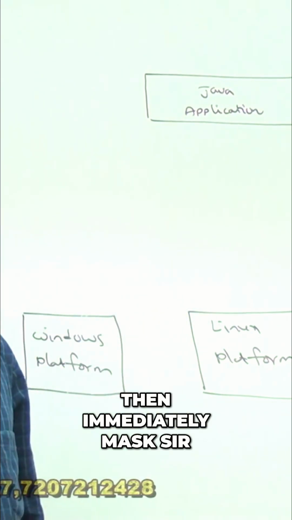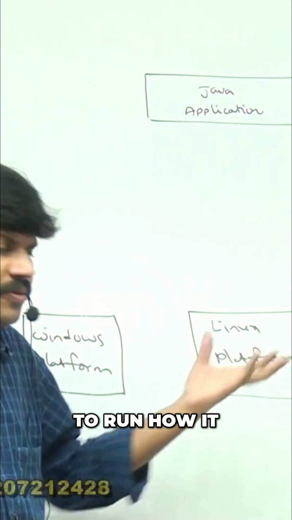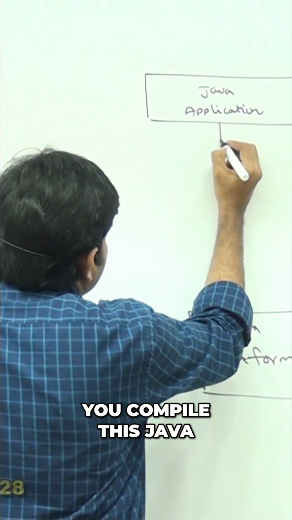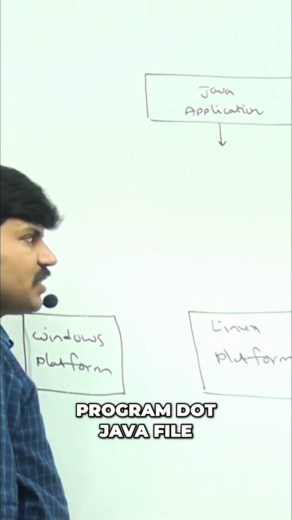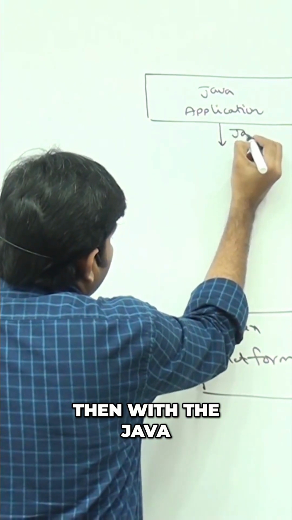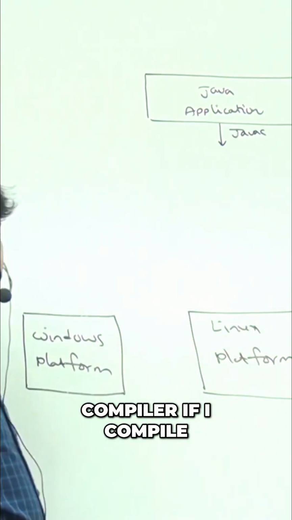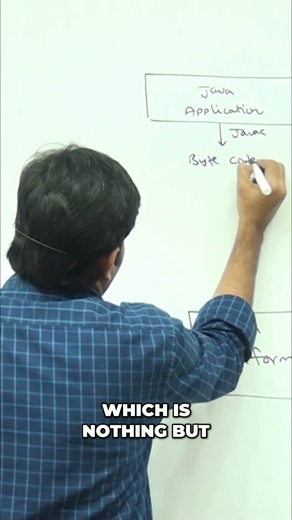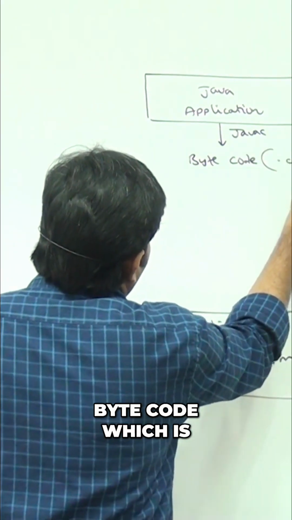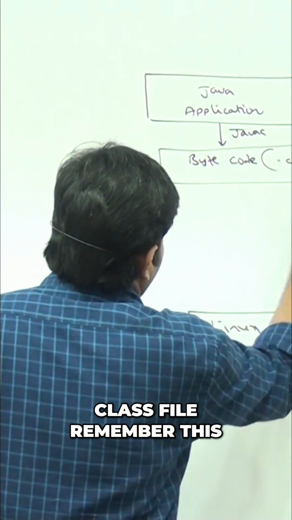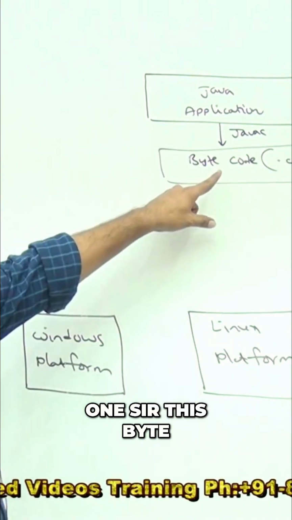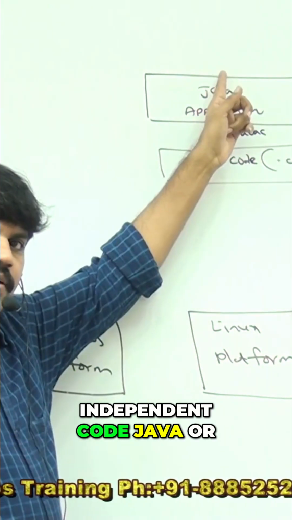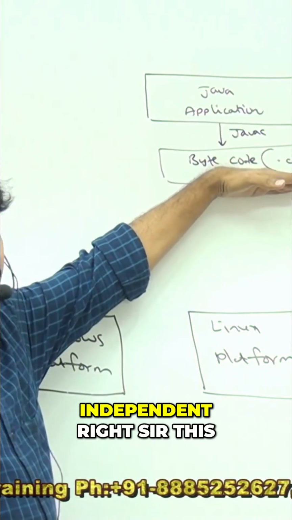Then immediately ask, sir, how is it going to run? Very simple, sir. If you compile this Java program, the dot Java file, with the Java compiler, now I will get the dot class file, which is nothing but bytecode, sir. Bytecode, which is nothing but the dot class file. Remember this one. Sir, this bytecode is the platform independent code. Java bytecode is platform independent, right?